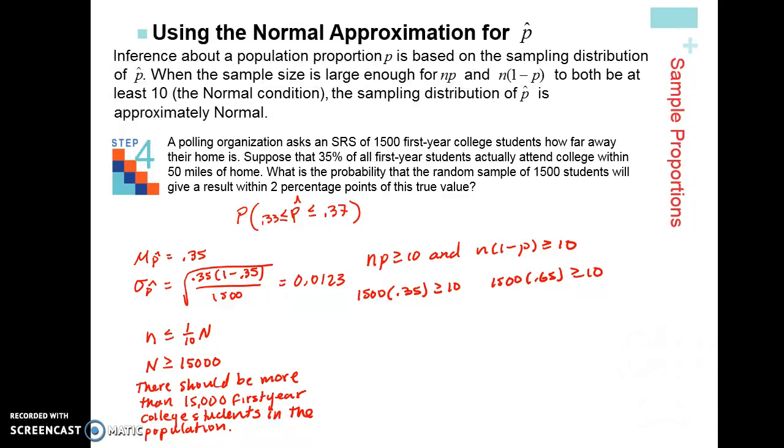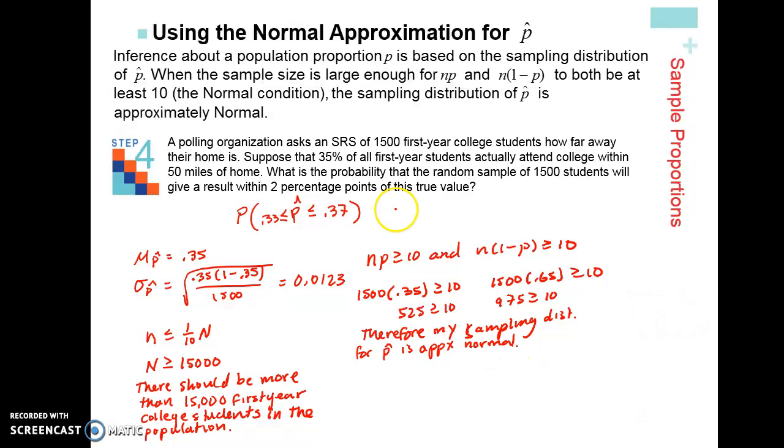If it's approximately normal, then we can do normal calculations, right? So n, 1,500, times p, which is 0.35, is greater than or equal to 10, and 1,500 times 0.65 is also greater than or equal to 10. Particularly, those values are 525, and all the other ones obviously going to be bigger, 975, are greater than or equal to 10, right? So therefore, my sampling distribution for p hat is approximately normal.